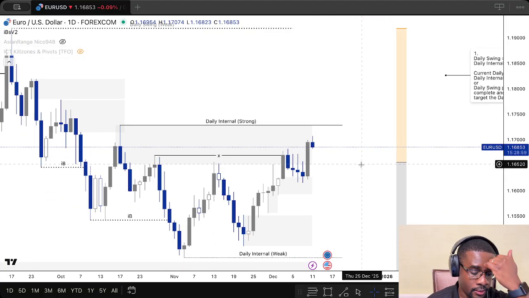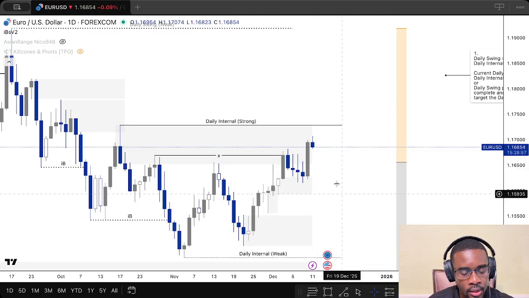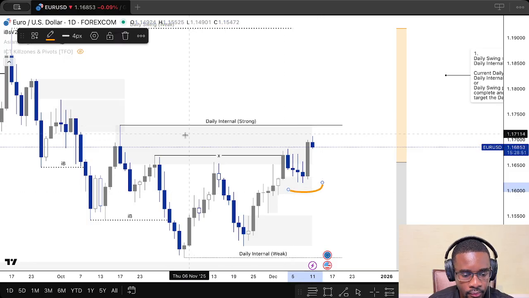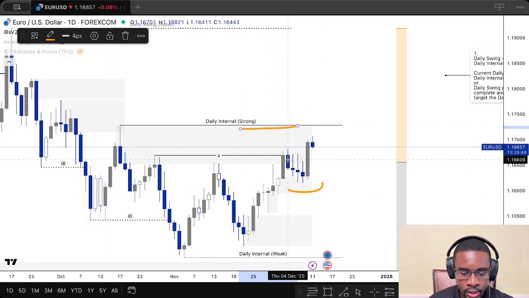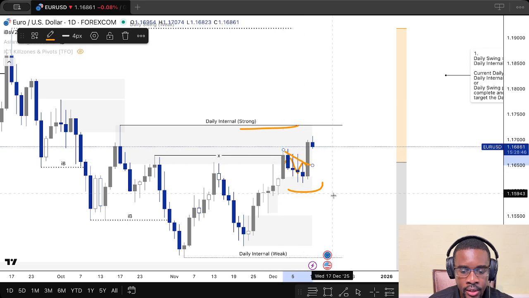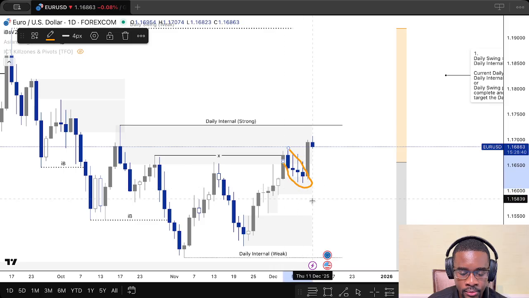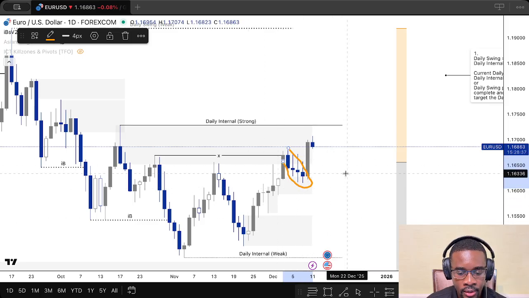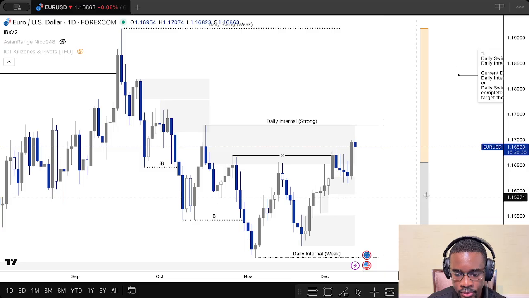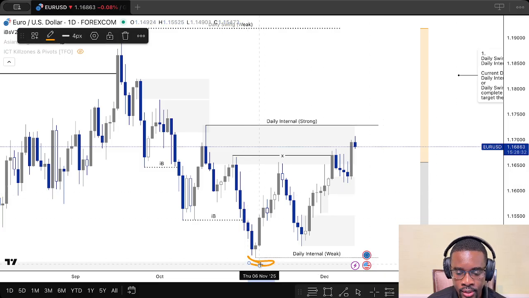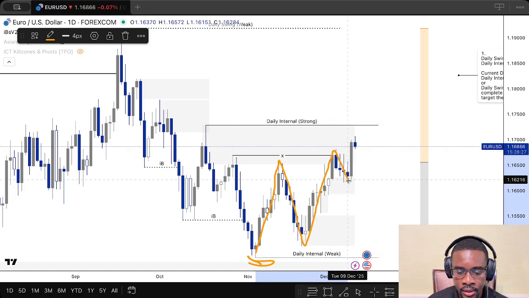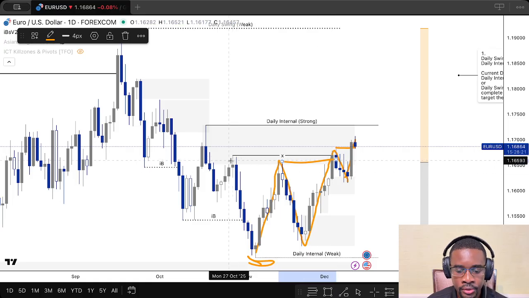So as I had said before, we had this demand, and then we have this supply, and then price is stuck in between. However, the way price was moving into the demand, it wasn't aggressive, and I was expecting that this could be the higher low that has been formed as of now, and price is now making higher highs. So we're breaking structure to the upside.